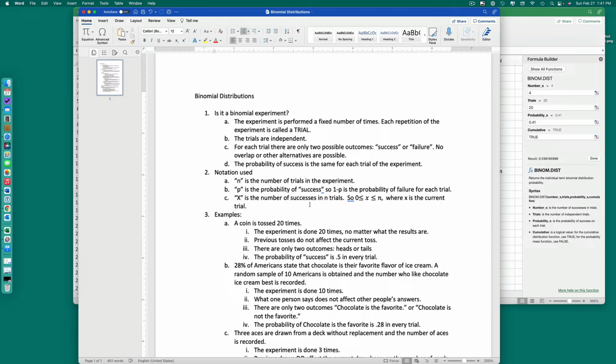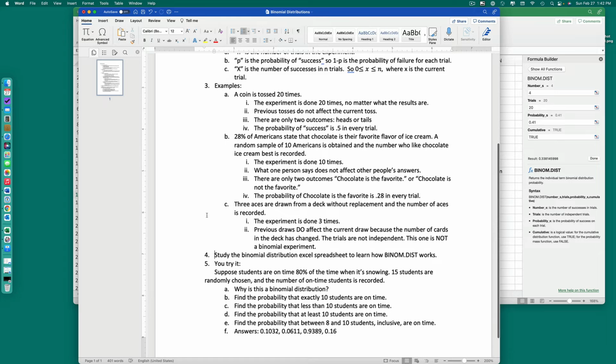Capital X is the number of successes in N trials. And little x is the current trial. So if you're flipping the coin 10 times and you get 3 heads, capital X would be number 3. If you're in the middle of flipping the coin and you're on toss 5, little x would be 5. So little x is the current toss, and capital X is when you're all done, how many successes did you get?